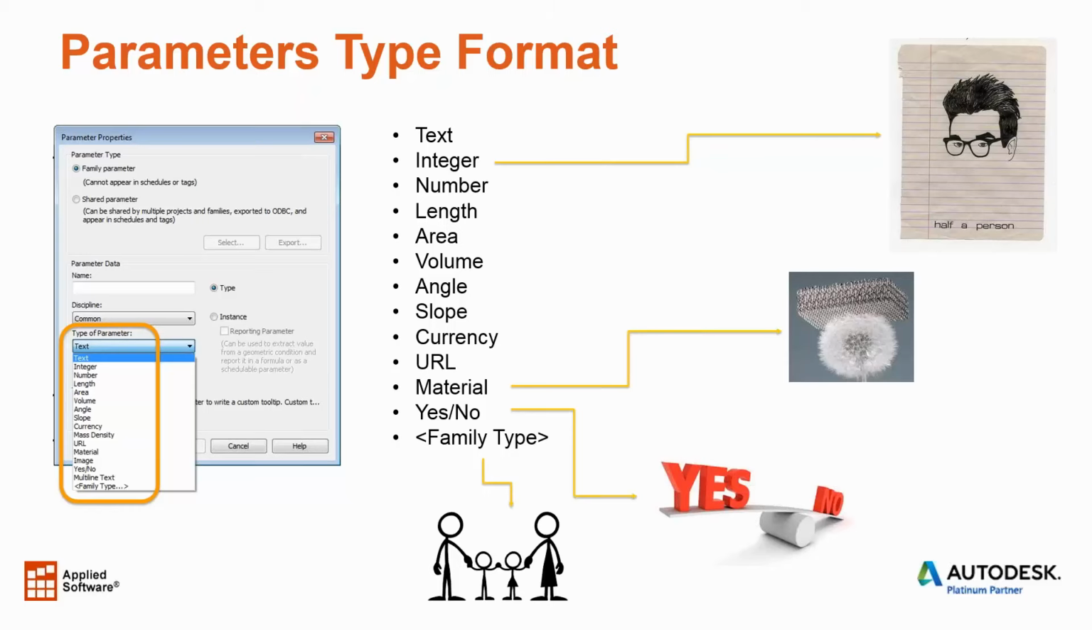Yes and no parameters are true or false parameters, otherwise called Boolean parameters. They would appear as yes and no in the schedule. A family type parameter is particularly interesting when it comes to nested families and replaceable components.